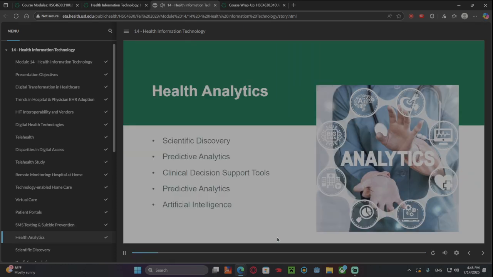Health analytics involves the collection, analysis, and interpretation of healthcare data to improve patient care, clinical outcomes, and operational efficiency within the healthcare industry. Healthcare analytics can encompass a wide range of activities and techniques, including scientific discovery, predictive analytics, clinical decision support tools, and artificial intelligence.